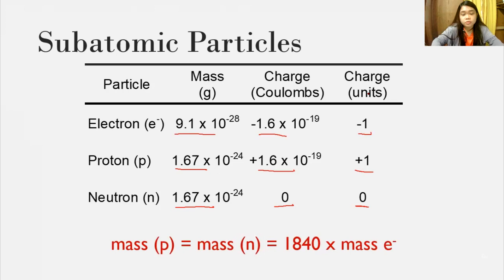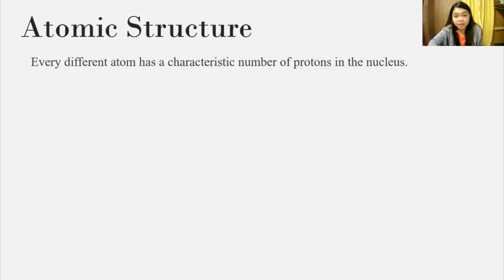To remember this pattern, the mass of the proton is equal to the mass of the neutron, but both of them are 1,840 times larger than the mass of the electron. So now let's go to the concept of atomic structure.